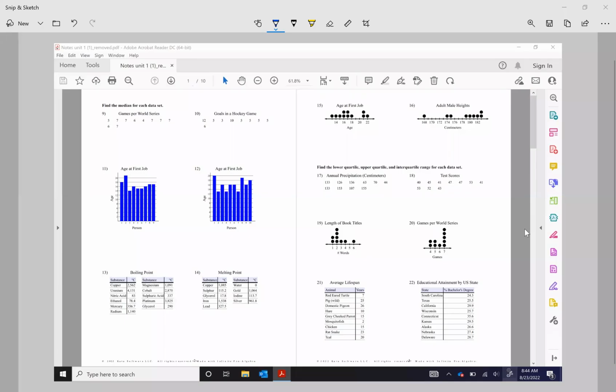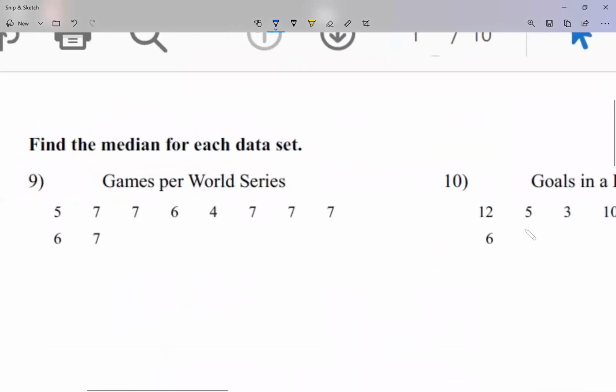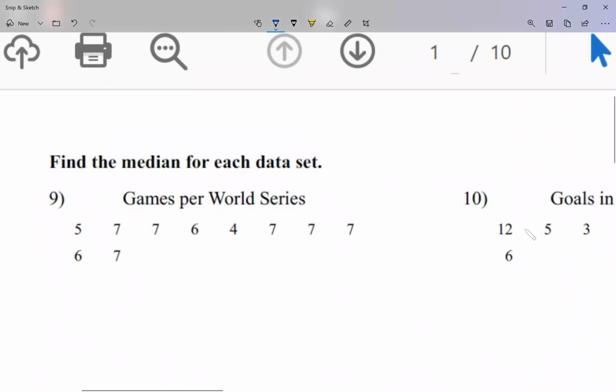All right, so for today, we're going to be looking at what we call median. I'm going to be working on our notes, questions 9 through 16. All right, let's take a look at something really quick. Median. When we think of the sound, median sounds like middle. So let me write that thing down.